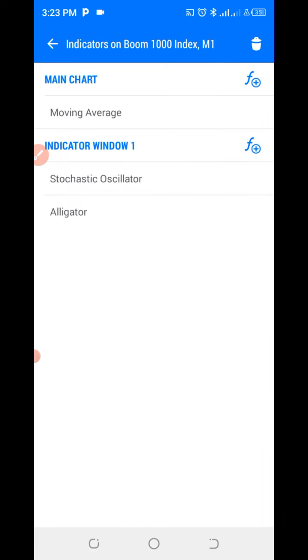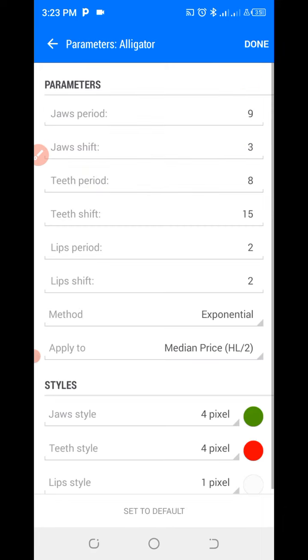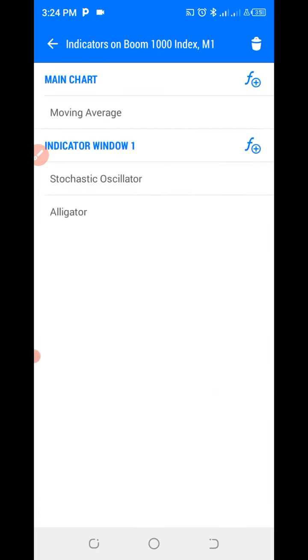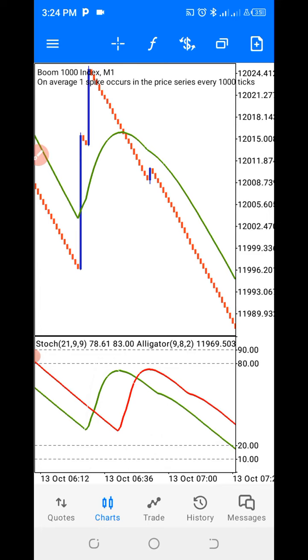After that, you add the last moving average, which is our alligator, right? For the alligator, the jaw period is 9. Just follow the settings that we have here. Then the method is exponential, apply to median price, high and low divided by 2. Once you are done, you click on done. And then you have your chart like this, right? You have your chart like this.